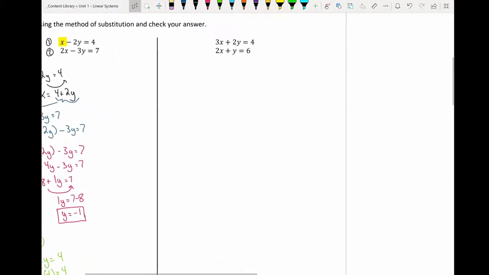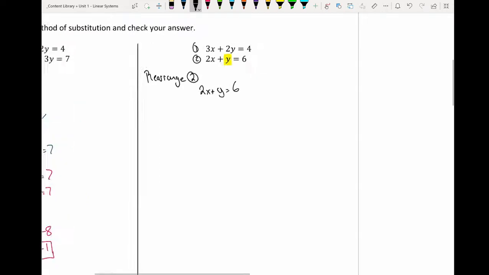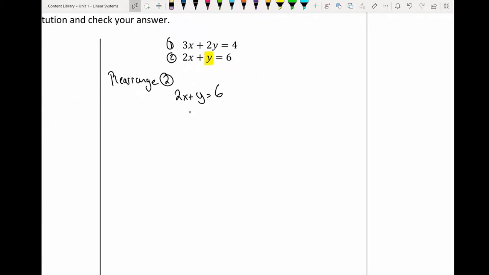So moving on to the next example, I'm going to go through the same thing. I'm going to rearrange one of the equations, and by looking at these two, this time the y seems to be the better option because it's by itself already. So if I label them 1 and 2, I'm going to rearrange number 2. So I have 2x plus y equals 6. I'm going to rearrange it. I'm going to move the 2x over. So y equals 6 minus 2x.